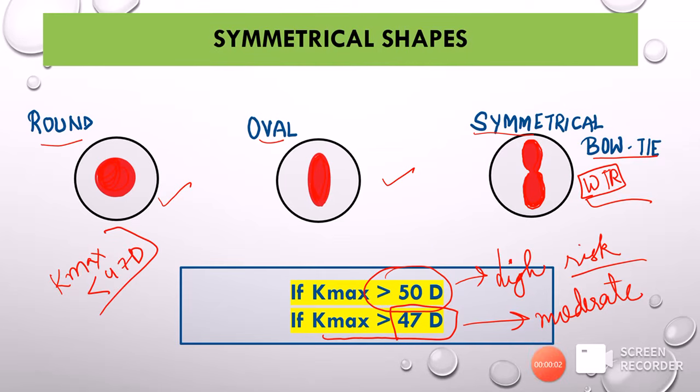Whenever the Kmax reading is above 47, then these symmetrical shapes can also possess a danger of ectasia. Specifically, if it is 47, it is moderate risk, and when it goes above 50 diopters, then definitely it is abnormal and you have to consider ectasias like keratoconus.